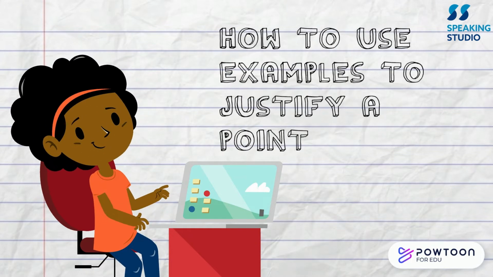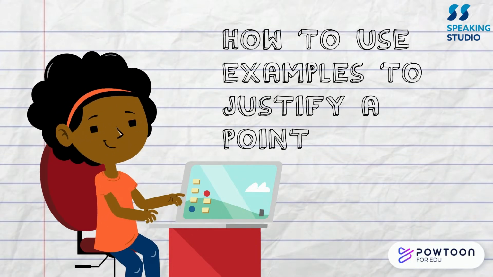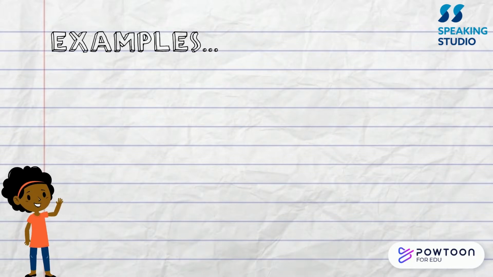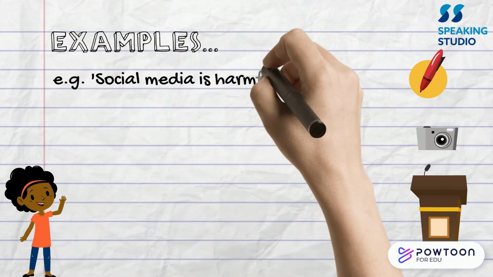We are here to give you some tips on how to use examples or evidence effectively when you make an argument. First of all, you may wonder why we use examples to justify a point. Well, consider this. Let's say you have to write an essay, make a short video, or speak in a debate on the topic, social media is harmful for our mental health.